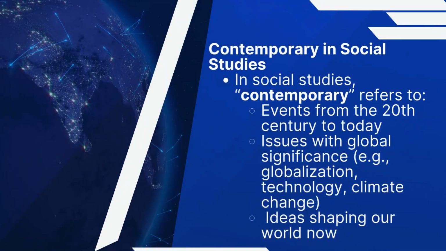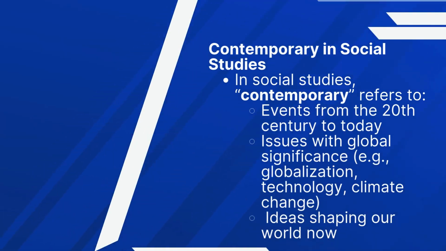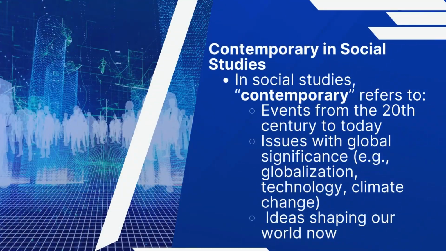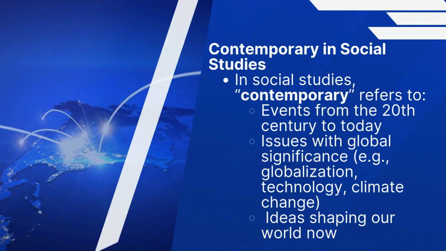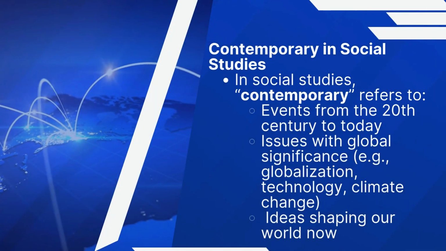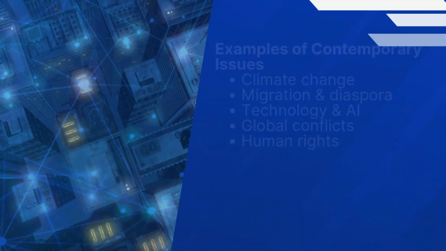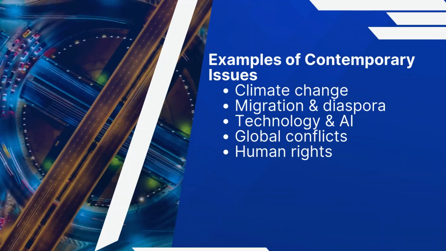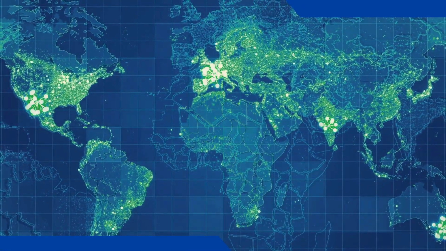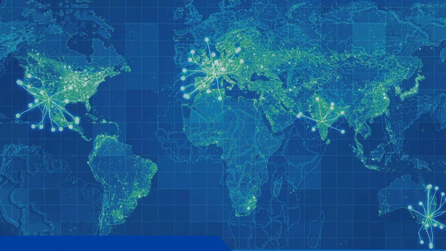In social studies, when we say contemporary, we are usually referring to events from the 20th century up to today. These are global issues, ideas, and changes that shape how we live. Some examples of contemporary issues include climate change, migration, technology and AI, conflicts, and human rights. These are challenges that affect people worldwide.